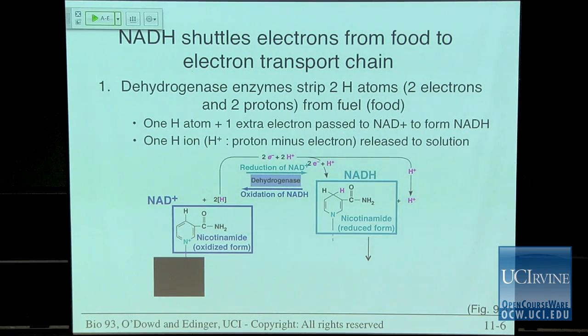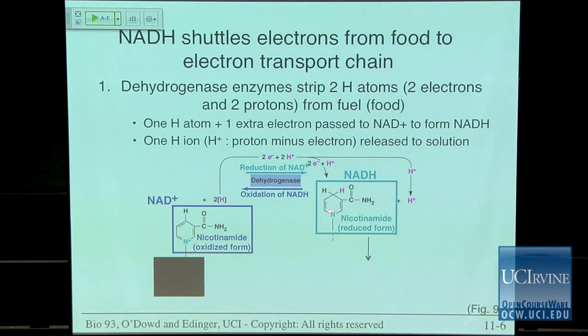When dehydrogenase strips off these hydrogens, the electrons and the protons, one of those hydrogen atoms gets added to this location right here. This double bond is broken and it gets added here. So this is the result. You get a hydrogen that's added, its electron and its proton. And an extra electron gets added to this site right here. This is a nitrogen that has a positive charge, so you can add an electron. Over here, in NADH, that nitrogen is no longer positively charged because an electron has been added, neutralizing that charge.